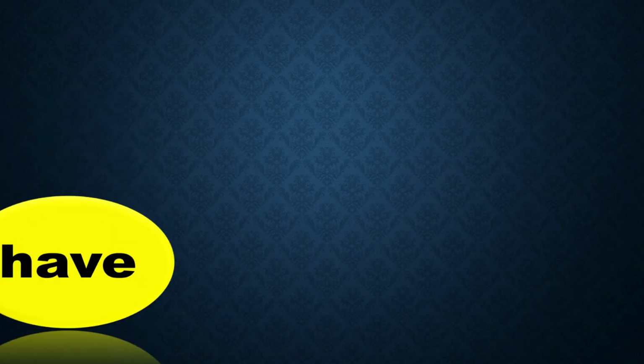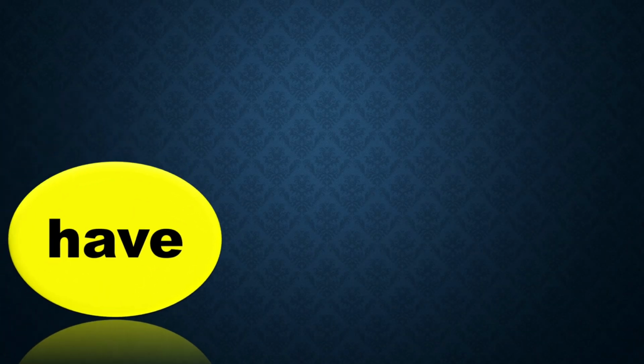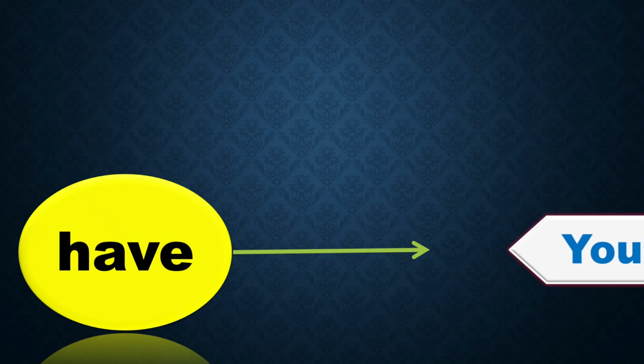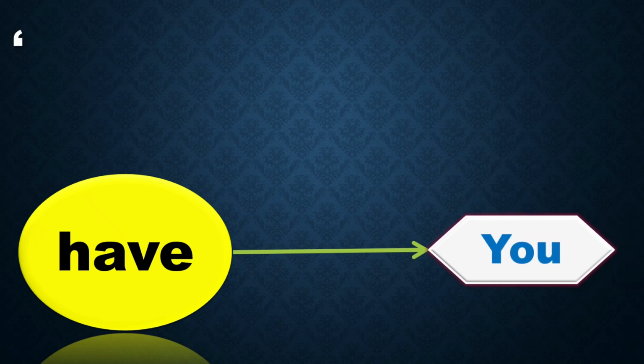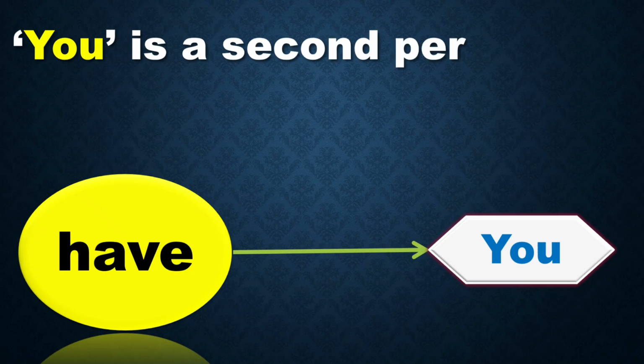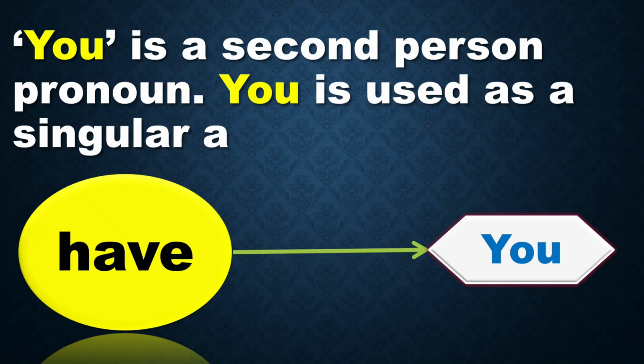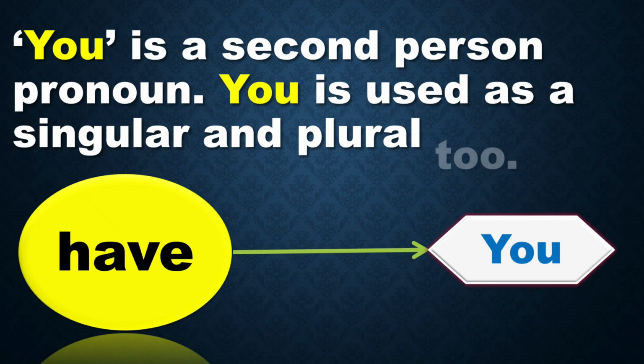Now listen carefully. I am going to tell you something about the pronoun you. You is very important. As we are using you as singular and plural too, here I will tell you a few things about the you pronoun. You is a second person pronoun and you is used as singular and plural too. So along with you we always need to use have. You have.